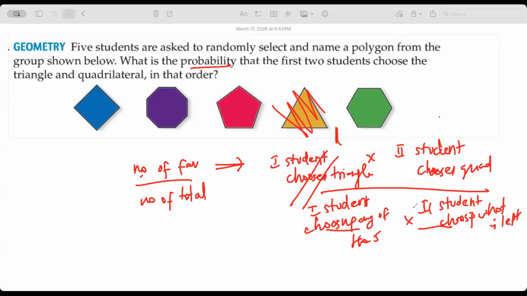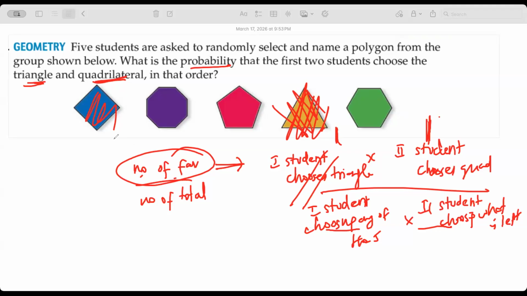It's not a hard question, guys, it's just very practical. See what are the favorable number of ways. First student should choose a triangle, second student should choose a quadrilateral. First student choosing a triangle is only 1, right? That's the only favorable way. Second student chooses a quadrilateral, how many favorable ways are there? 1. There is only 1. Second student chooses a four-sided figure. Yes, there's only 1. You got it?